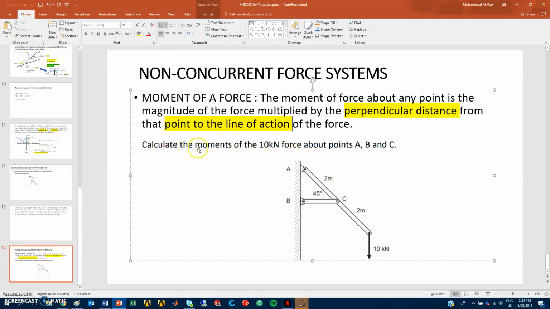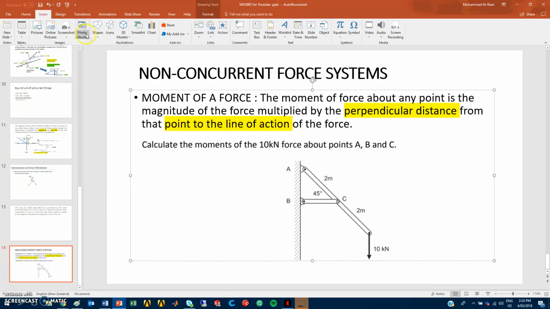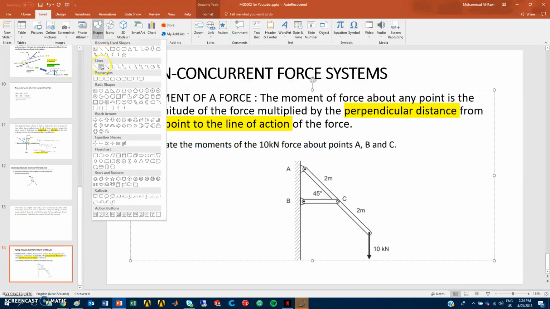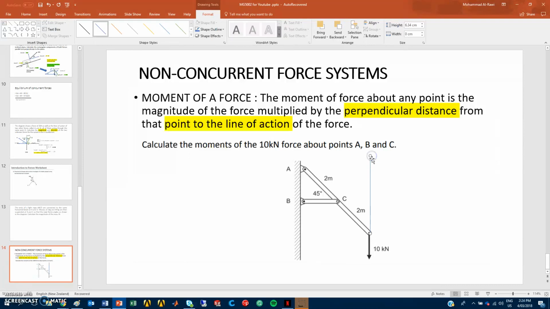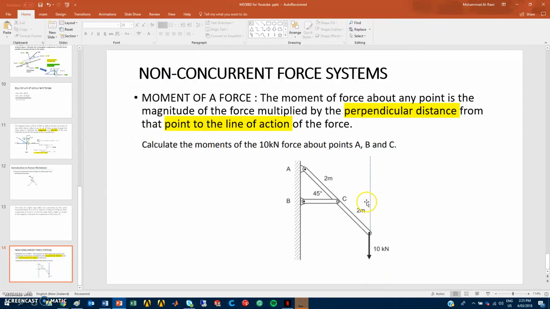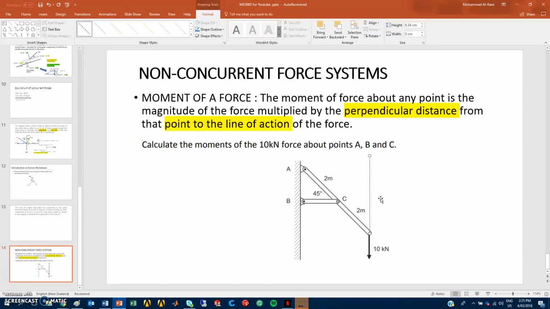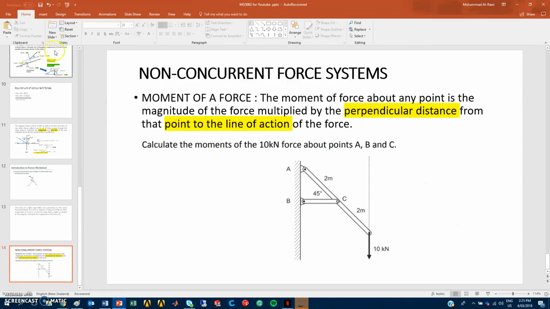So let's take this example. Calculate the moment of the 10 kilonewton force about points A, B, and C. If we try to solve this example, what I really need to do first is project this force perpendicular in that direction to determine where exactly this force is lying. So if I move this here, it would be exactly on top of it. This is the projection for it.